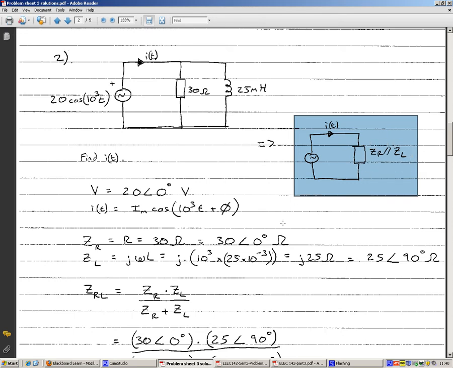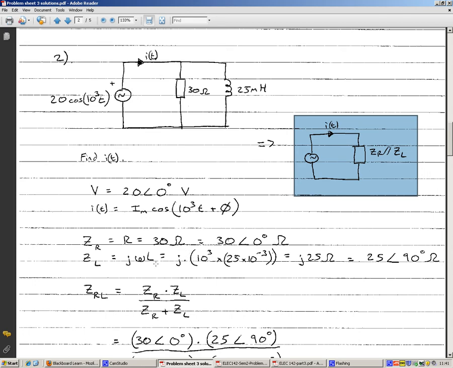So let's convert our components from their resistances and their inductances into their complex impedances, which both have the unit of ohms, so we can then directly compare them. The complex impedance of our resistor is just the same as the resistance. So R is 30 ohms, which converts to a magnitude of 30 at an angle of 0 degrees in ohms. So far so good.